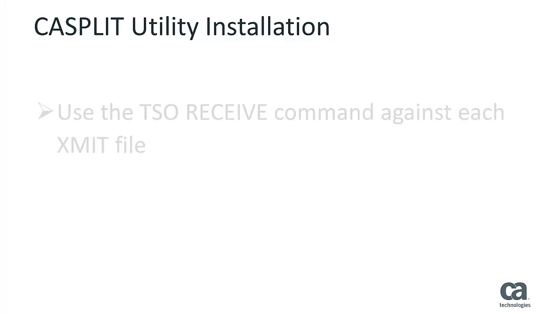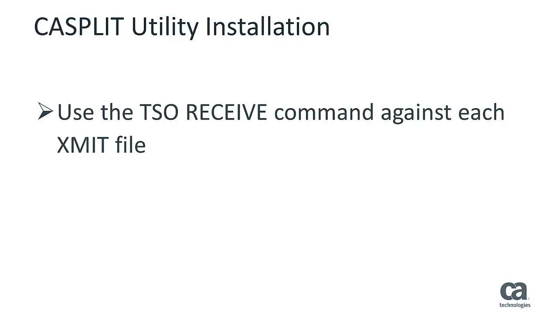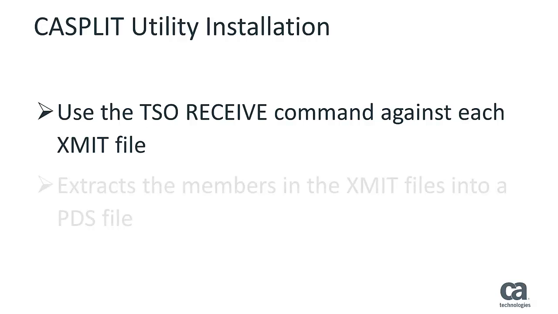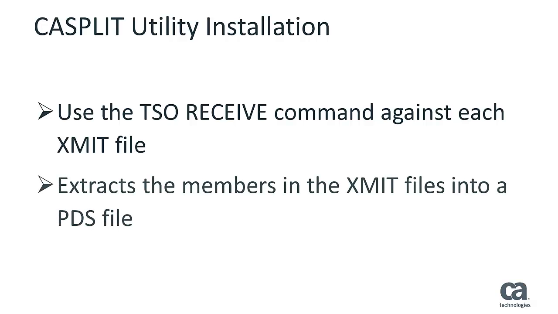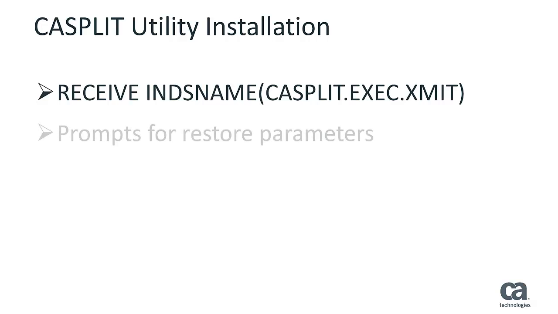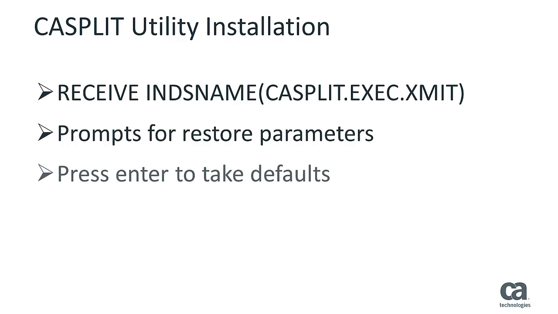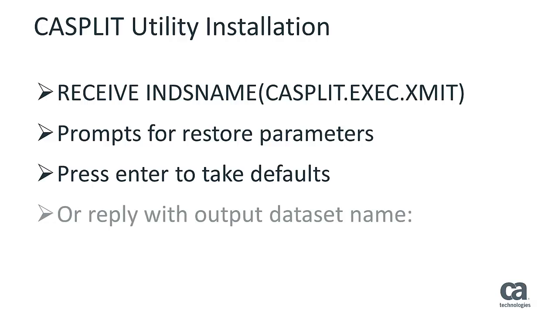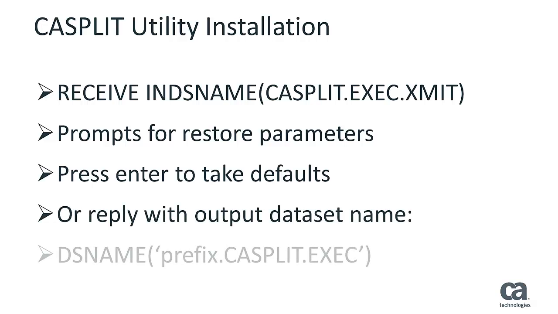The XMIT files are in TSO transmit compressed format. You need to use the TSO RECEIVE command against each file to extract the contents. The RECEIVE command will extract the members in the file into a PDS. The format of the RECEIVE command is RECEIVE INDSNAME and the name of the input file. It will then prompt you for the restore parameters. You can just press enter to take the defaults or reply with the output dataset name. It will allocate the file for you.